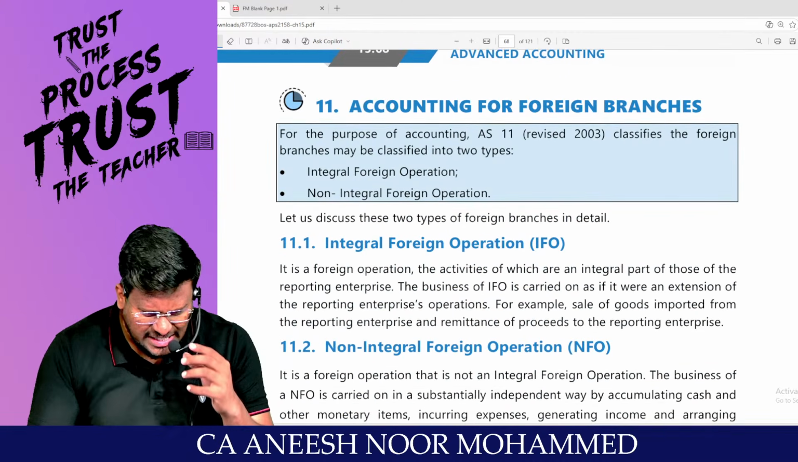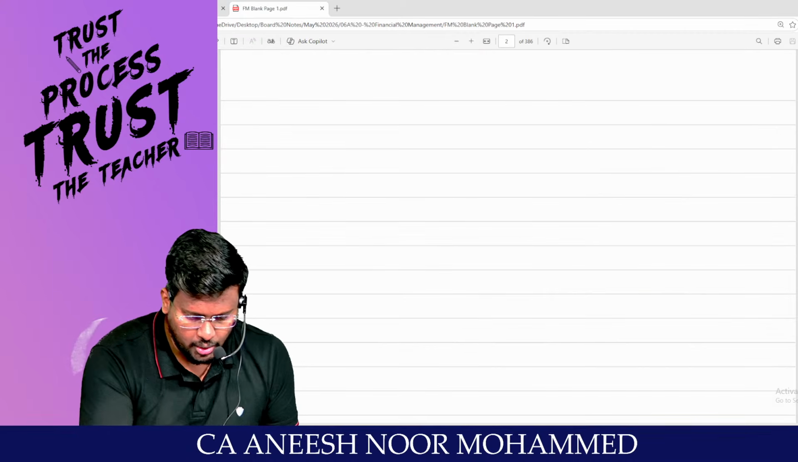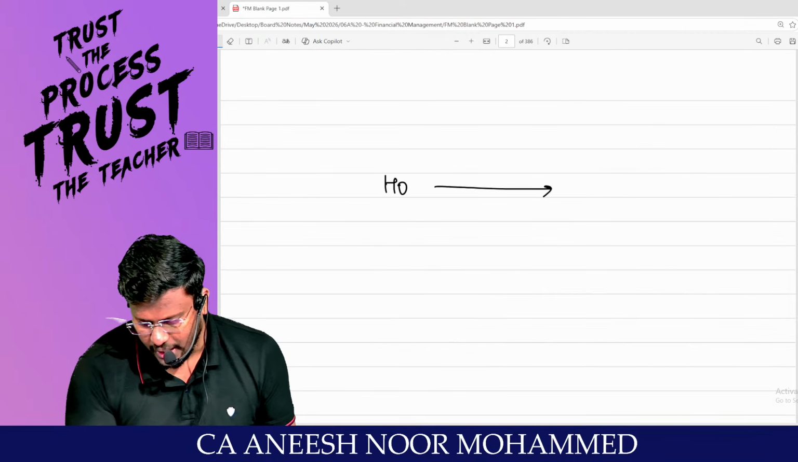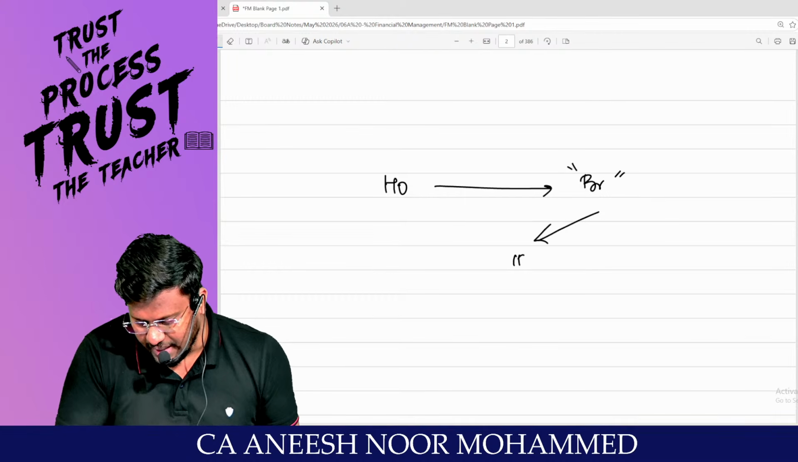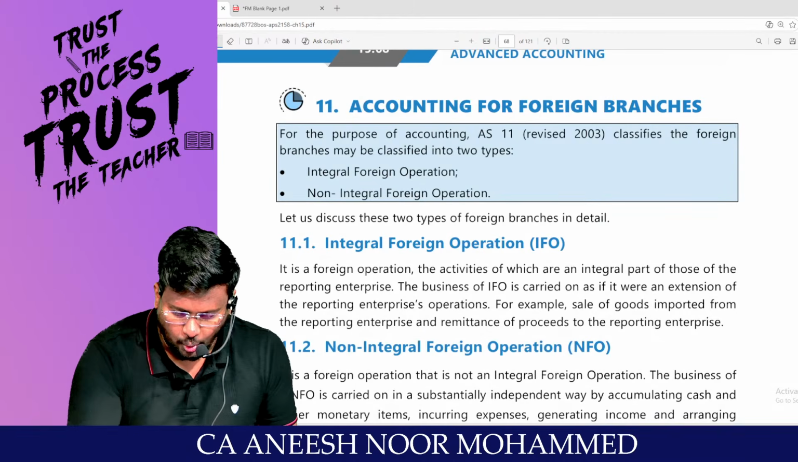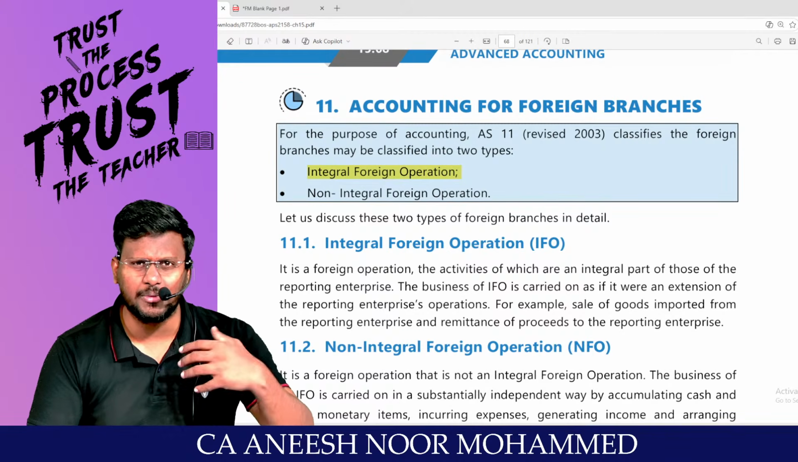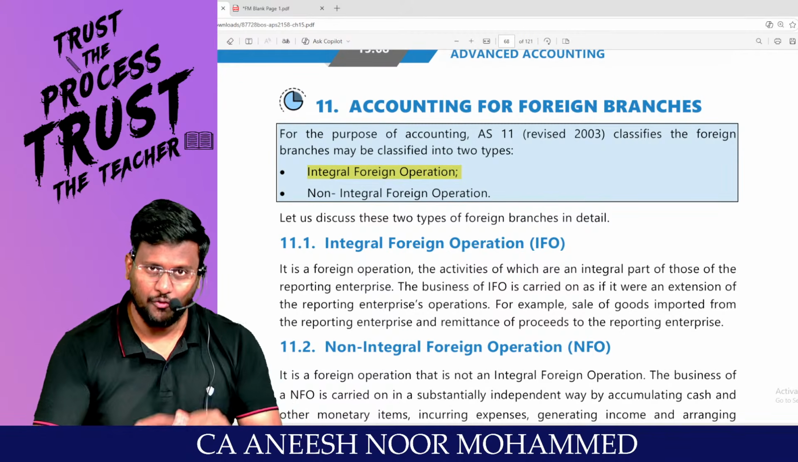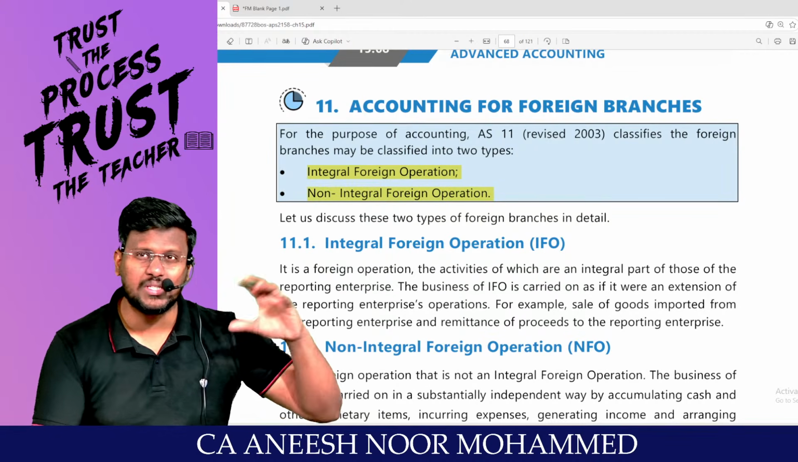It's a very easy area. You are the head office and you are having a branch. This branch may be either IFO or NIFO. IFO means integral foreign operation. Integral foreign operation means part and parcel within the organization. Non-integral foreign operation means outside.